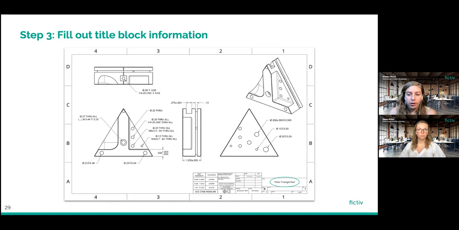Next, we want to go down to our title block. And so, like I said, we want to identify the part with its part name here, as well as the size of the sheet we're using and the scale of these views. Then we have the title block with the creator of the drawing. And then we call out, this is a little small, sorry, but here we're calling out the units.